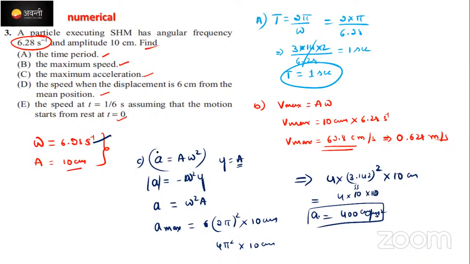Okay, 3 equations are done. What is the fourth one? The speed when displacement is 6 centimeter from the mean position. We have to calculate speed when the displacement from the mean position is 6 centimeter. Okay, let us calculate, friends. See, this is also simple. Displacement they have given: y is equal to 6 centimeter from the mean point. Speed means velocity, which we need to find out.